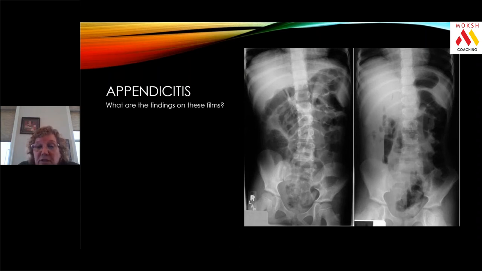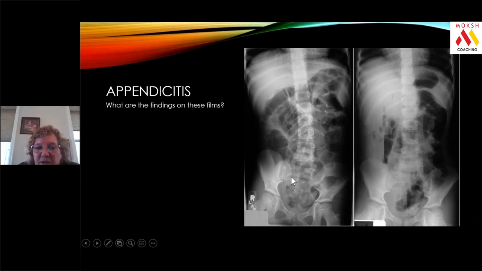So the first test we usually do is plain films, which I'm sure you're familiar with, a standard x-ray that we do. What you're looking for on the plain films is, is there any free air under the diaphragm? And you can look at these and see, no, there's not. We don't see any kind of black line underneath the diaphragm, so that looks good. Then we look and say, does it look like there's any obstruction?